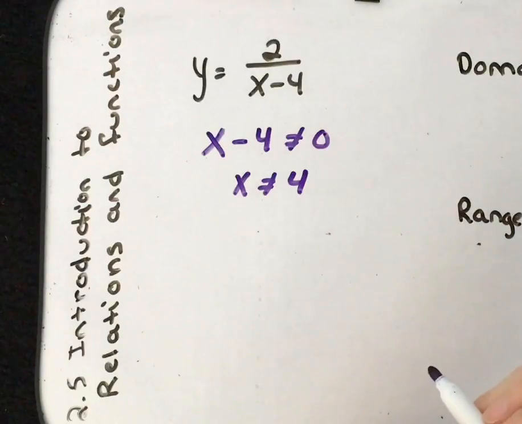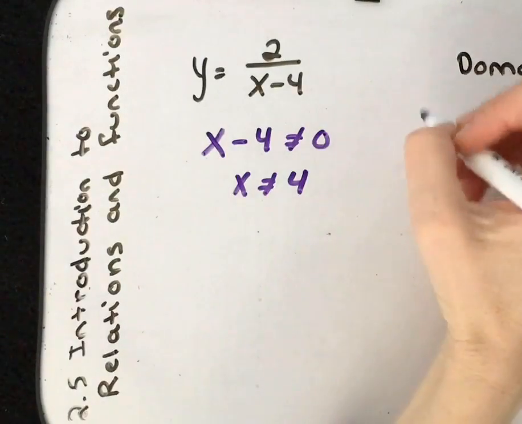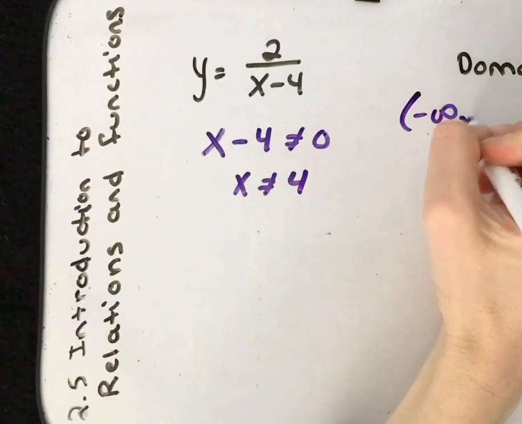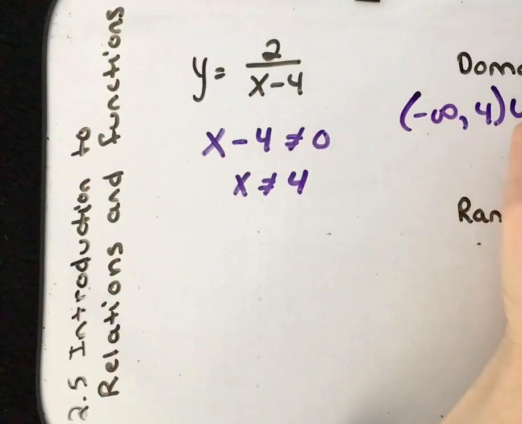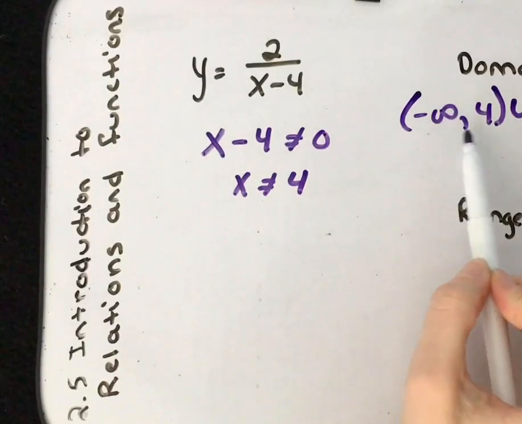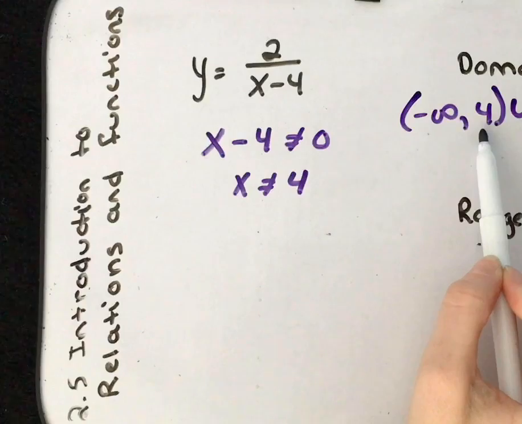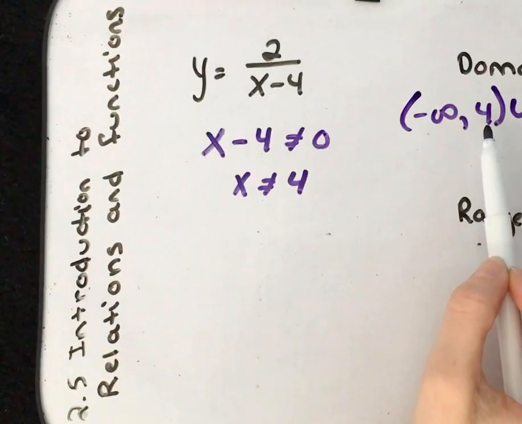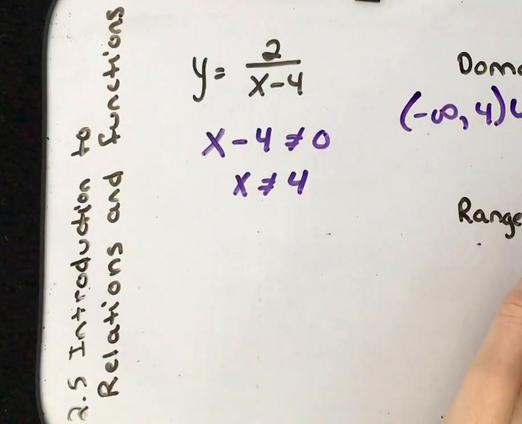Well, if x cannot be 4, that means our domain can be everything else except for 4. I can't use 4, but I can use anything to either side of 4. So -infinity all the way up to 4. Now we can't actually use 4, but we could pick up at 4.0000000001 and continue all the way through infinity. So it'll look like this.